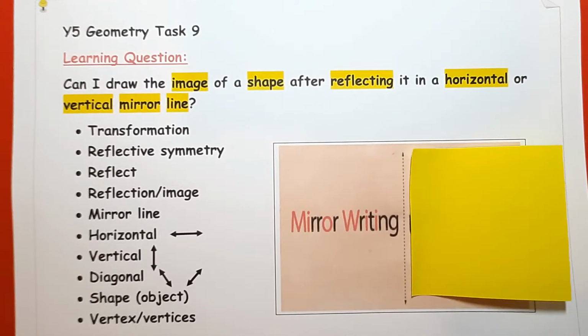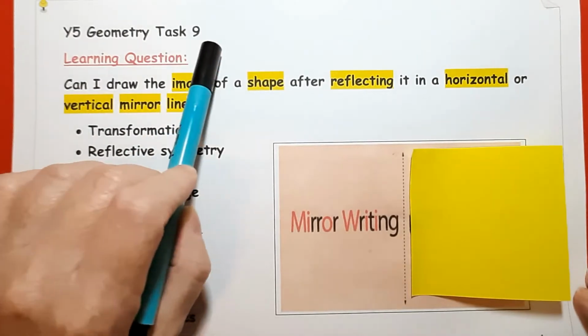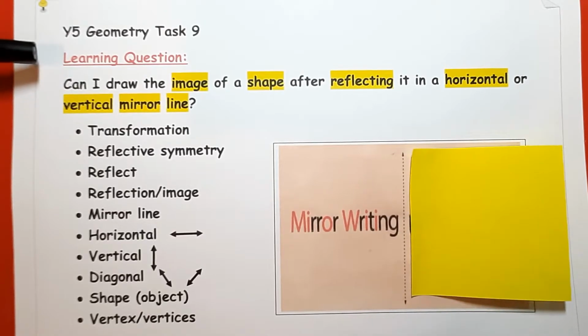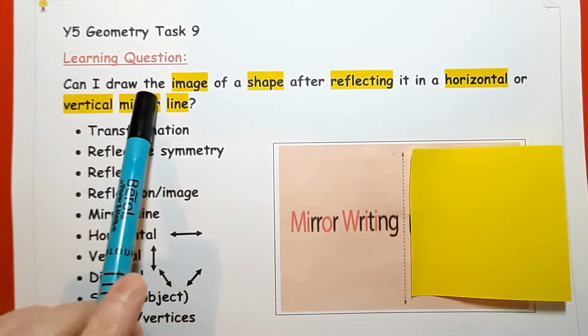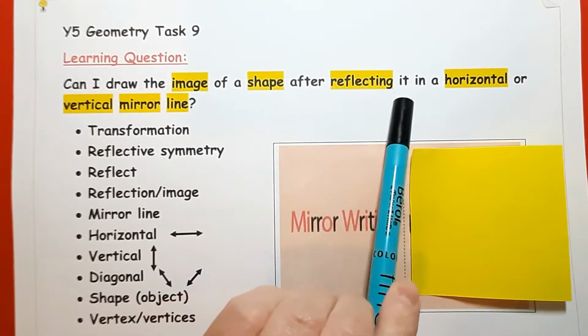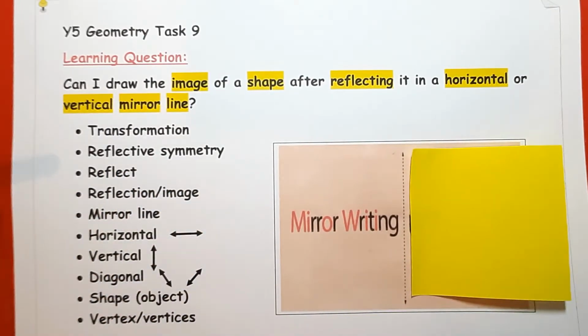This video is a Year 5 video and it's designed to help you complete Geometry Task 9 from your home learning pack. So by the end of this video, hopefully you'll be able to answer this learning question with a yes. So can I draw the image of a shape after reflecting it in a horizontal or a vertical mirror line? You can also see here in bullet points that I've listed some of the key vocabulary that I will be explaining as we go along.